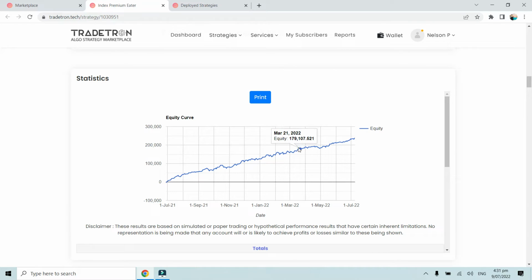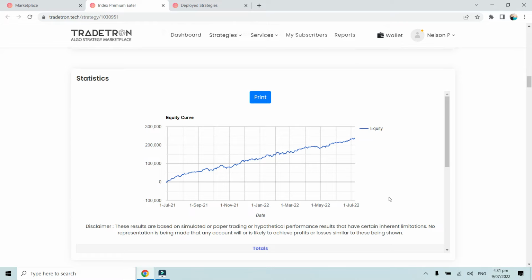You will find that chart over here, and this is available for all the strategies in the marketplace. All right. At the same time, you will get all these details over here, and you can refer to it at any point in time.